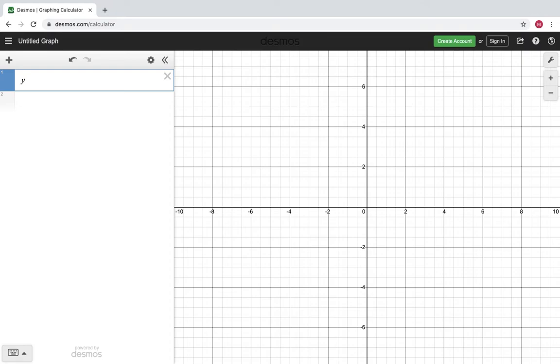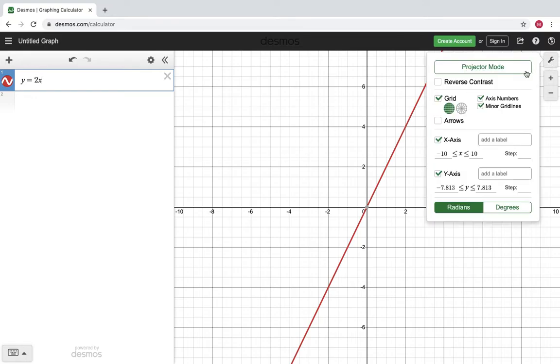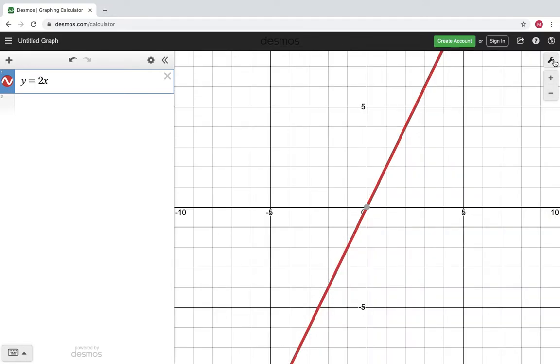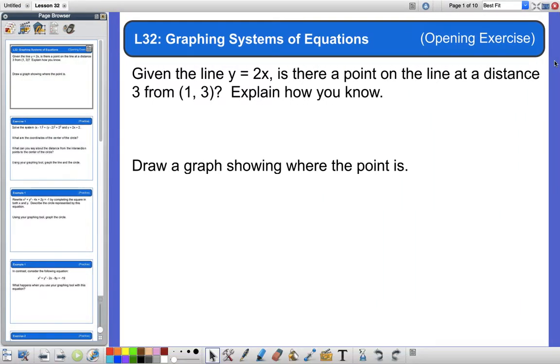So what we could do ahead of time is go ahead and put y equals 2x in there, and that creates this graph, so that way we can see a line. In this opening exercise, they tell us that if we are given a line of y equals 2x, is there a point on the line at a distance of 3 from 1, 3? They ask us to draw a graph that shows where this point is.